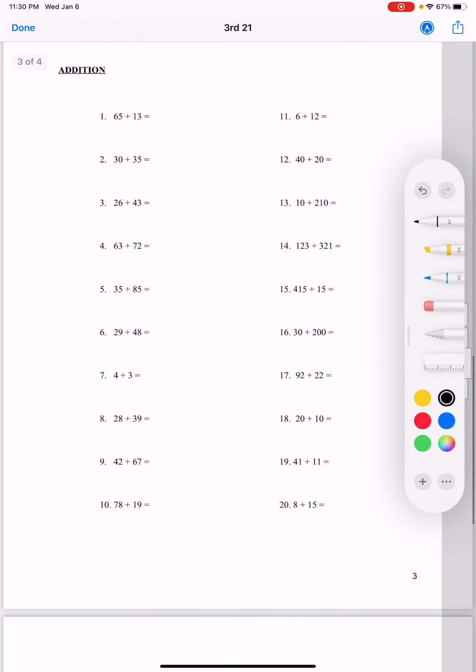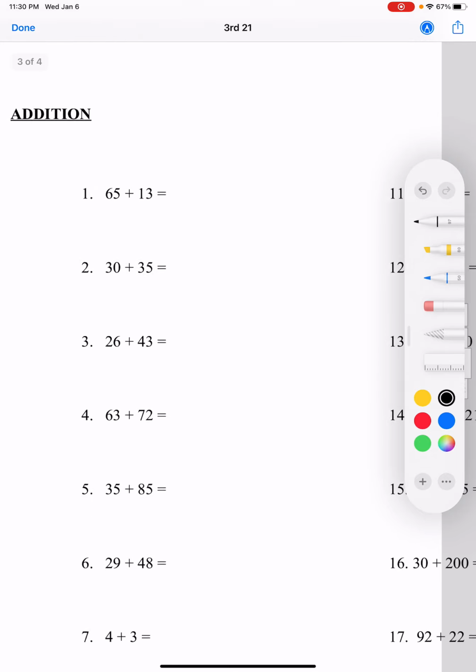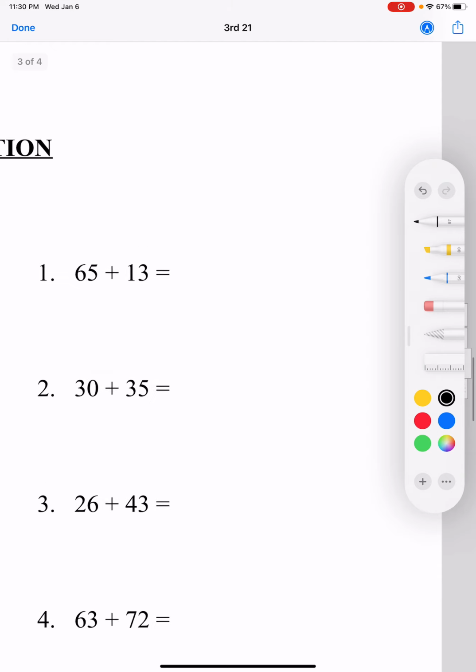Okay, now addition. So we'll try number 1, 65 plus 13. So 5 plus 3 is 8, and 6 plus 1 is 7. So your answer is 78. So you always start from right to left, just like multiplication.